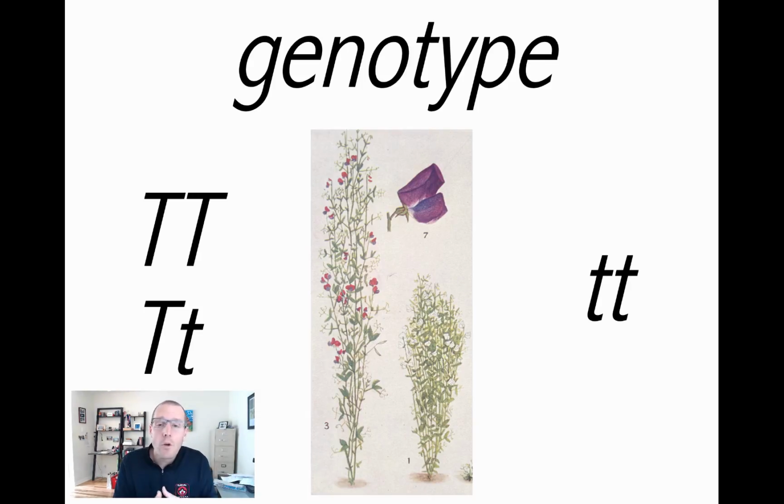We don't know just from looking at this plant. We'd have to do some crosses and some genetics to find out exactly what its genotype was, and this is what Mendel did, or more accurately his gardener did.